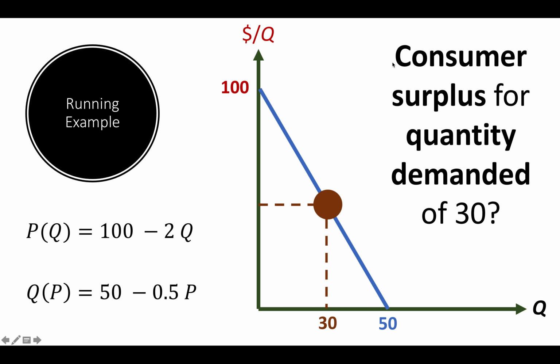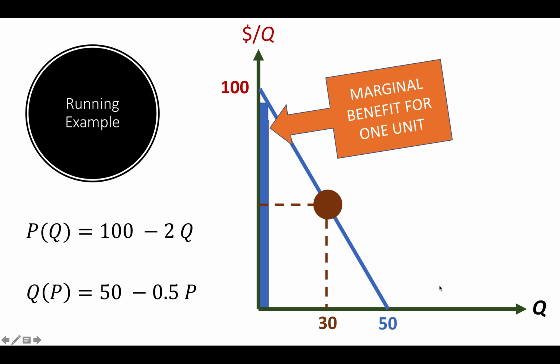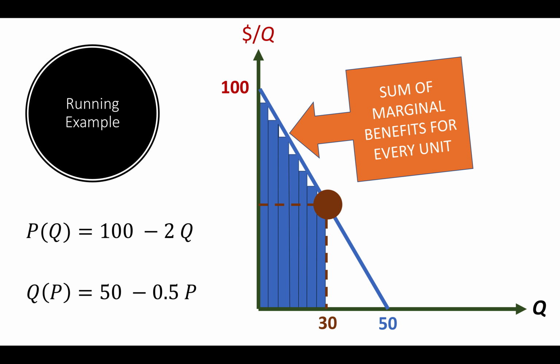So I might ask this: what is the consumer surplus for a quantity demanded of 30 given a particular demand curve? What do we even mean by that? Well, as we just talked about, the marginal benefit for 1 unit is the height of the demand curve. So here's my 1 unit, and this is how much I'm willing to pay for it. I could do that for the second unit, the third unit, the fourth unit, and so on, down to the 30th unit.